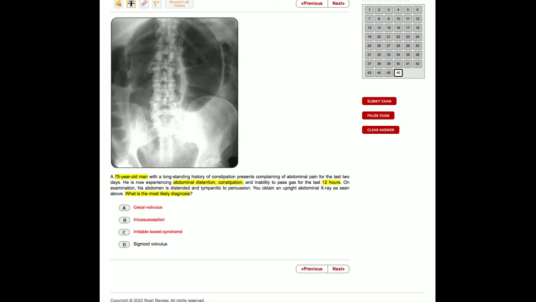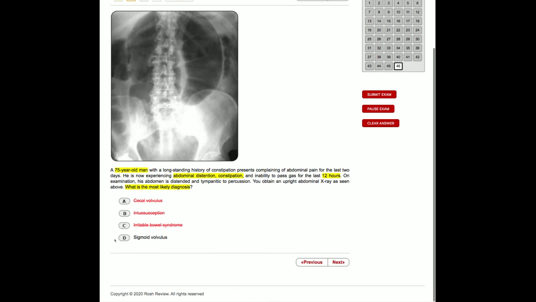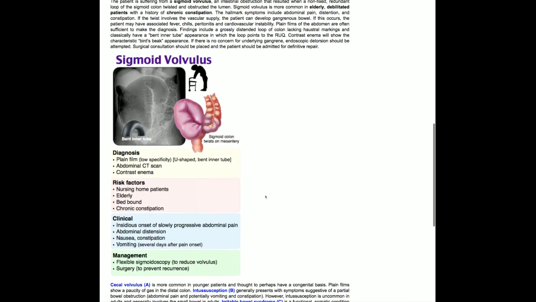So that leaves us with sigmoid volvulus. And whenever I think about sigmoid volvulus, I think about older people who are maybe nursing home patients. They may be bedbound. They're associated with chronic constipation. And you see x-rays that look like this, the sigmoid colon kind of twists on the mesentery and you get this bent inner tube appearance. So I'm going to go with answer choice D, sigmoid volvulus. And sure enough, that is the correct answer.